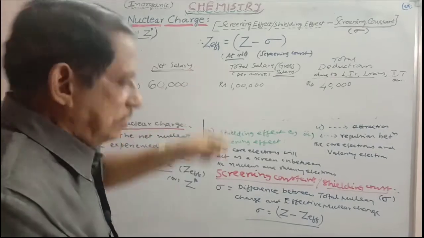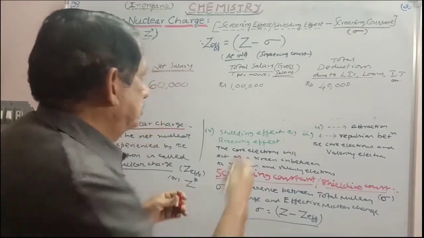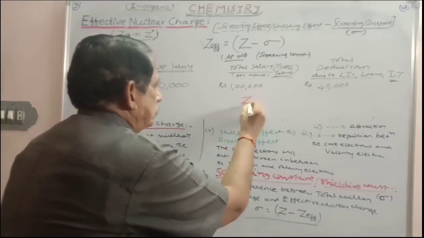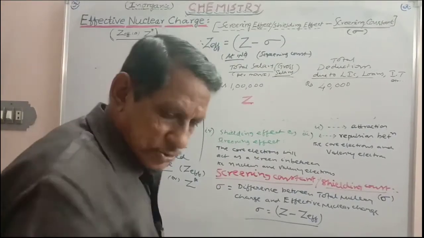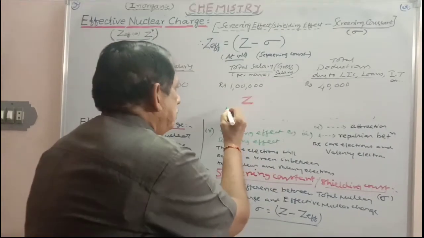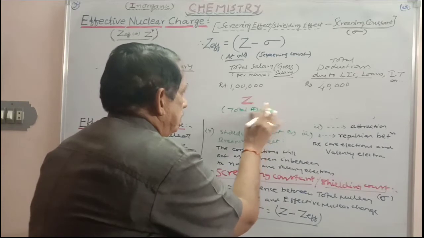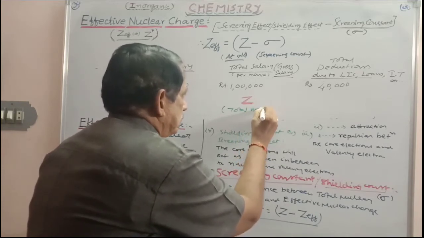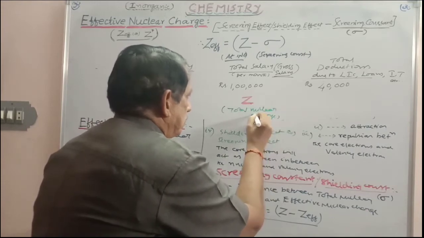So here you can also understand in this manner. Total salary is Z here. This is Z, total positive charge. Total salary is nothing but total positive charge. Total positive charge means total nuclear charge. Let us write like that: total nuclear charge is Z.